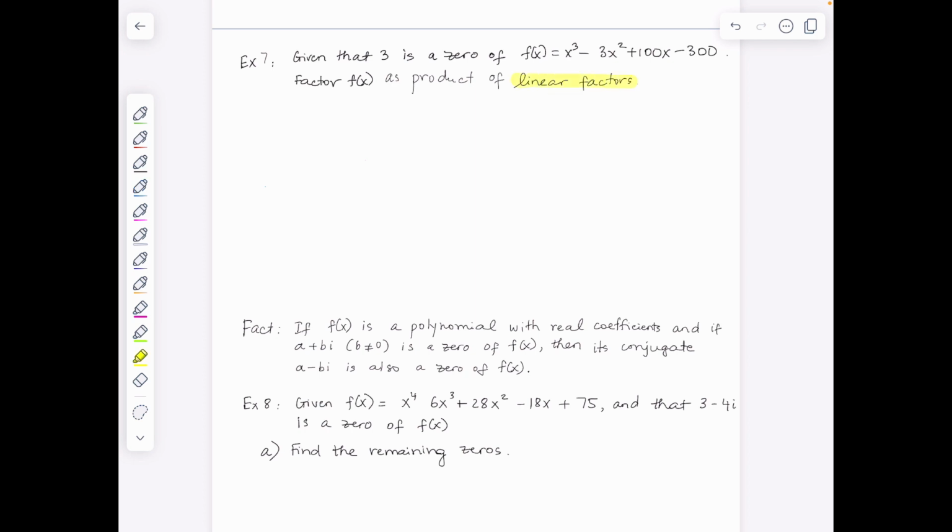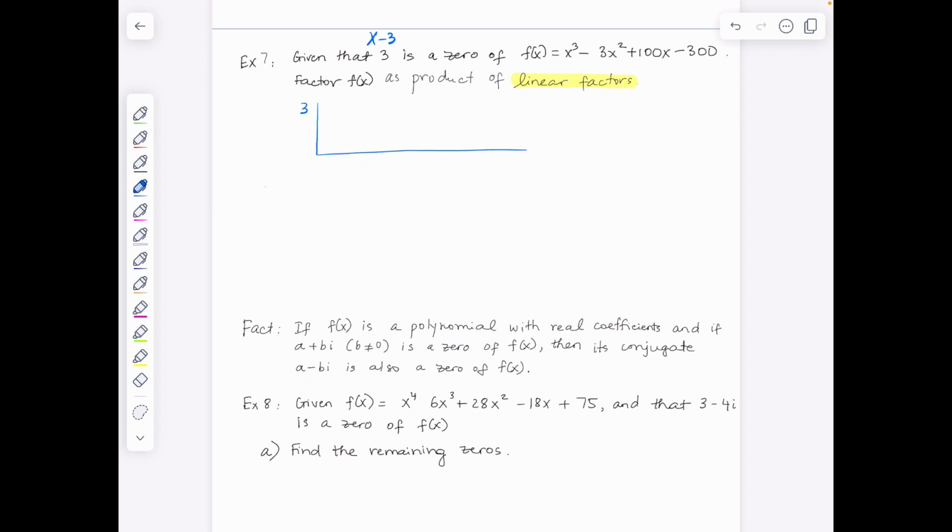So the keyword here is linear factors. We want all the factors to have x being to the first power. So first, let's perform synthetic division so we can find the quotient after we divide this polynomial by the factor x minus 3. Since 3 is a zero, the factor will be x minus 3.